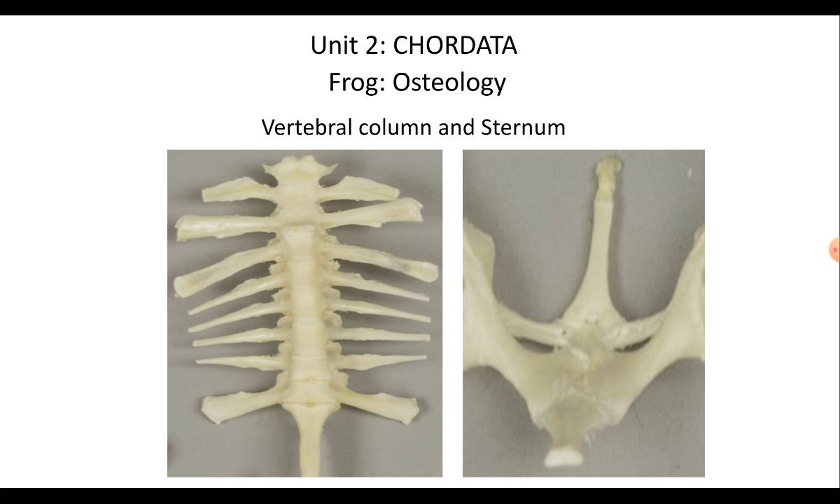In our previous class, we had learnt in detail about the structure of skull and mandible of frog endoskeleton, and in today's session, let us understand the remaining part of axial skeleton, that is the vertebral column and the sternum of frog endoskeleton.